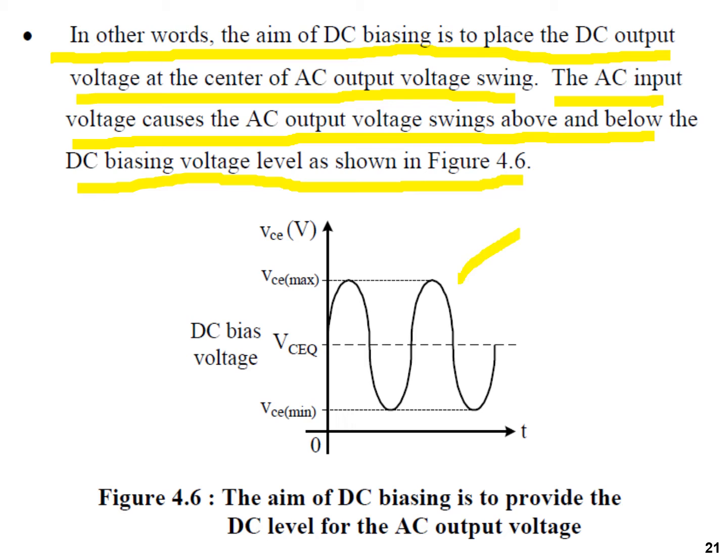This is the DC and AC output voltage of VCE versus t, that is, the voltage across the collector and emitter terminals of the BJT transistor. This is the AC voltage of VCE, and this is the DC voltage VCEQ.